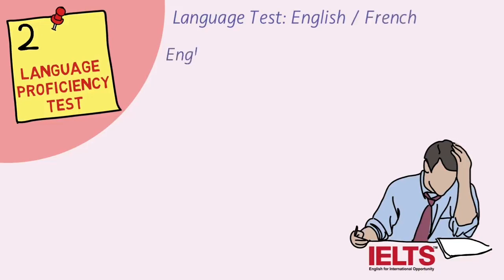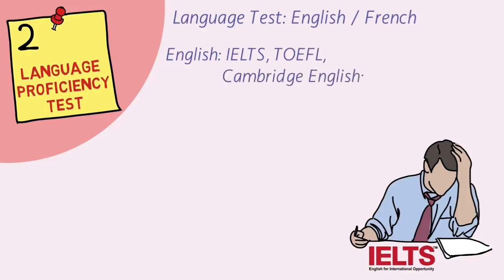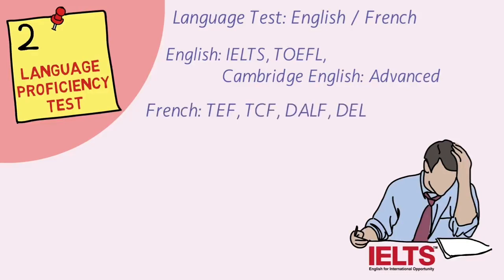For English, we do have options. The first option, the most popular one, is the IELTS test. You have to go for the IELTS Academic, not the IELTS General. Remember, IELTS Academic is for studying and IELTS General is for immigration purposes if you want to get the PR. Next is TOEFL, which is also very famous. The other one is the Cambridge English Advanced Test. Out of these three tests, IELTS is the most common and the most popular one. Apart from English tests, you can also go for French tests like TEF, TCF, DALF or DELF.